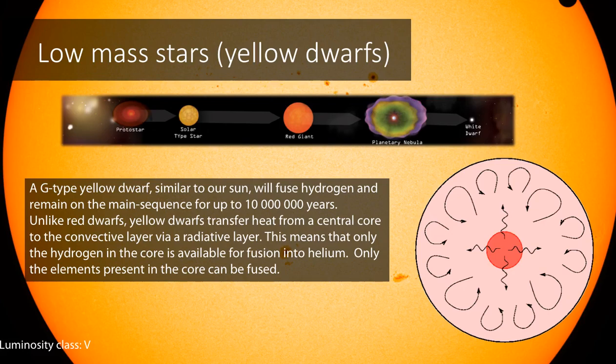Now, red dwarfs, I said, were wholly convective, but yellow dwarfs have a defined central core, which is where the nuclear fusion takes place, and the heat from that core is transferred via a radiative layer to the convection areas in the envelope above. The consequence of this is that only hydrogen in the core is available for fusion into helium. Our Sun will never use most of the hydrogen it has. What goes on in the core stays in the core. Only elements present in the core can be fused, and the products of those reactions will also remain in the core.